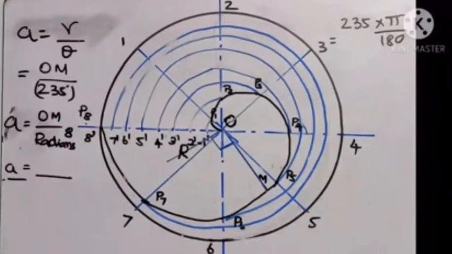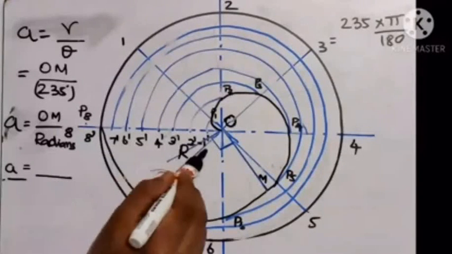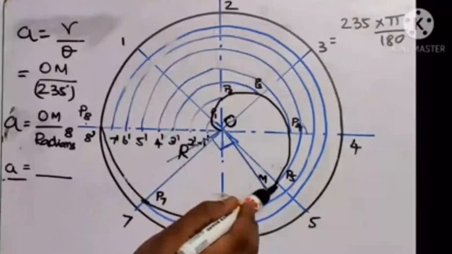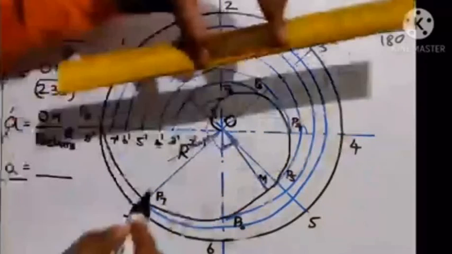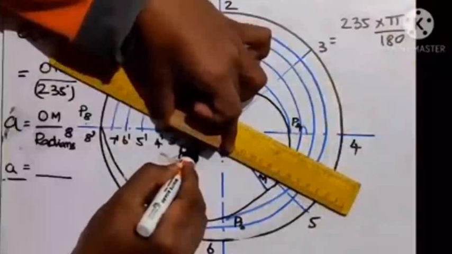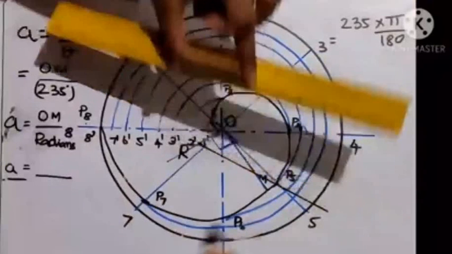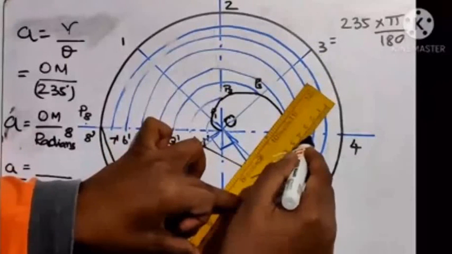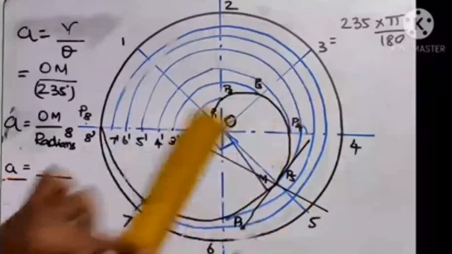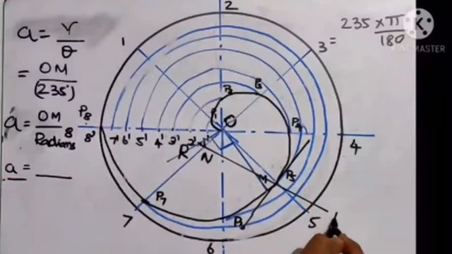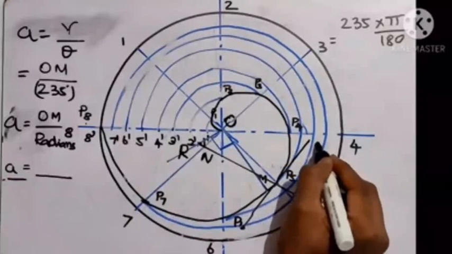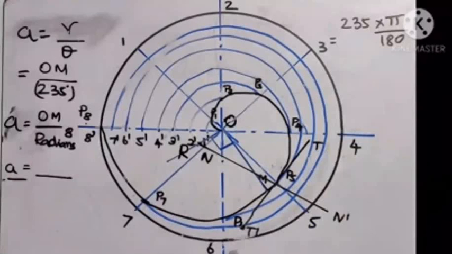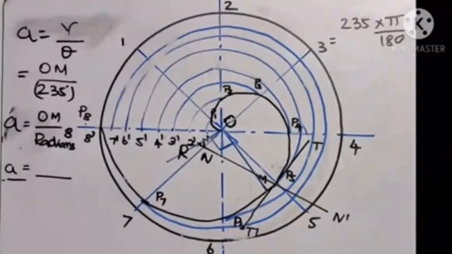So the next step is you need to draw the normal. From R, you need to connect M. So if you connect M from R, that will be your normal. And if you draw a perpendicular line, that will be your tangent. So this will be your n dash, t dash.